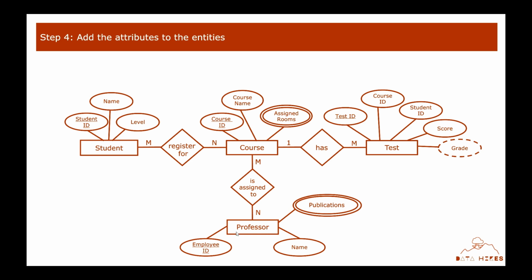Hence, this is how our entire ER diagram would look like from just the simple statement that we saw in the beginning, saying students register for courses, courses have tests, and courses are assigned to various professors. This statement helped us build this entire ER diagram, and this ER diagram can now be converted into a database system once we get to the coding part of things.